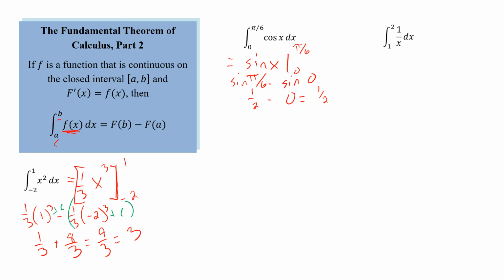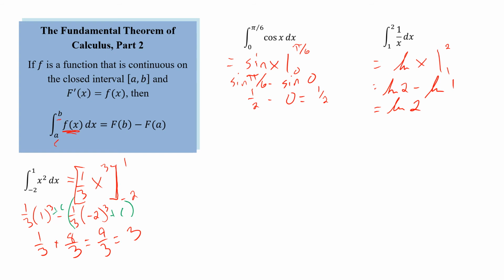How about 1 over x? What gives us a derivative of 1 over x? That would be natural log of x. From 1 to 2, we're going to plug in 2, so we'll have natural log of 2 minus natural log of 1. Natural log of 1 is just 0, so this equals natural log of 2, which is just a number, but that would be the exact value. Finding the number in this case is an approximation. We don't need an approximation. We want an exact value.